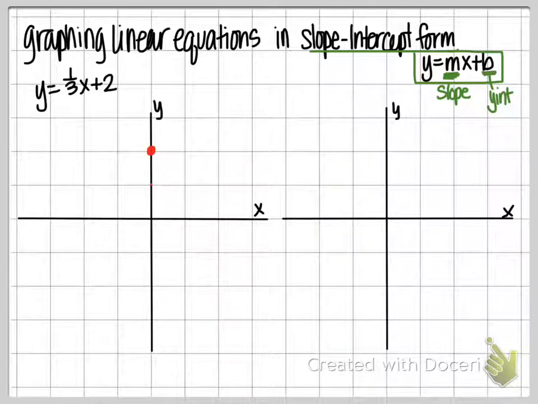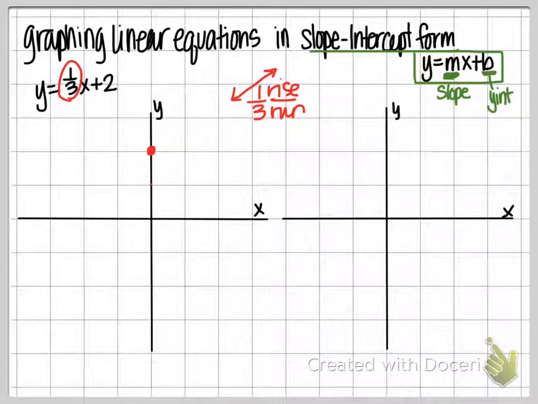And then from here we use the slope, the 1/3, to plot many other points on the grid. So it's a positive slope, so it's going up and to the right, and 1/3 is rise over run. So we're going up 1 and over 3. So up 1 and then over 1, 2, 3. Up 1, over 1, 2, 3.